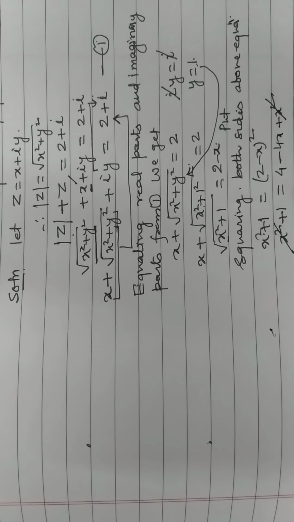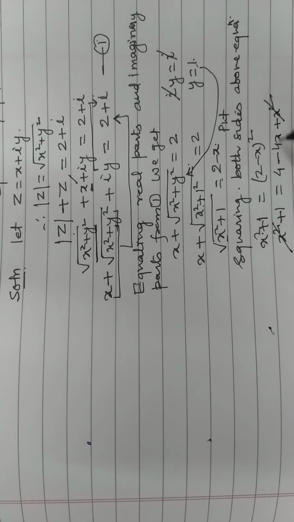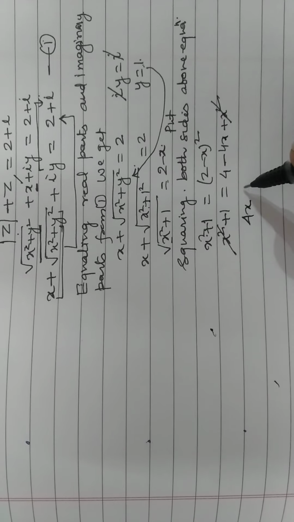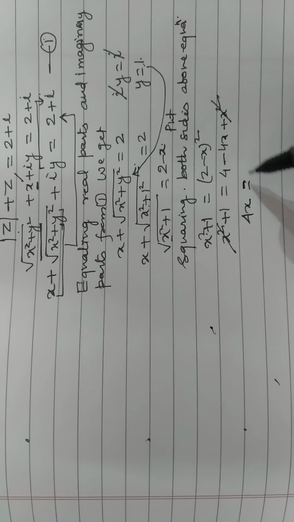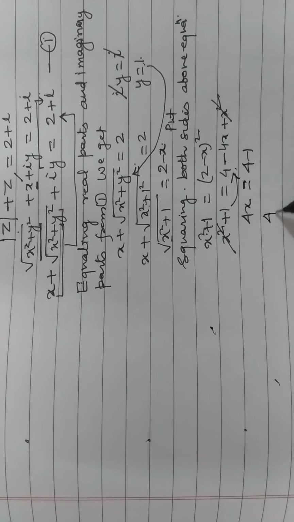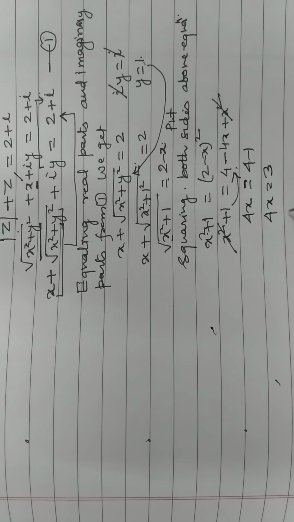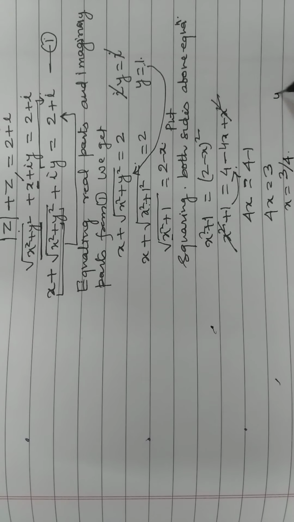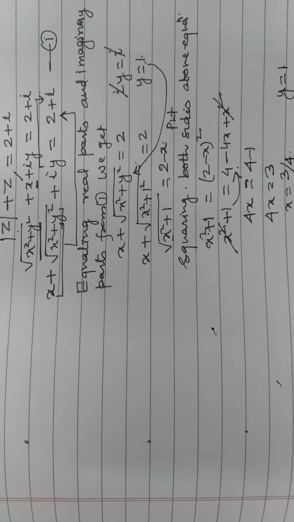Now both have positive sign x square, so cancelled out. So 4x we will take this side. So 4x is equal to 4 minus 1, this one is taken on this side. So 4x is equal to 3. x is equal to 3 by 4. And we have calculated y is equal to 1.